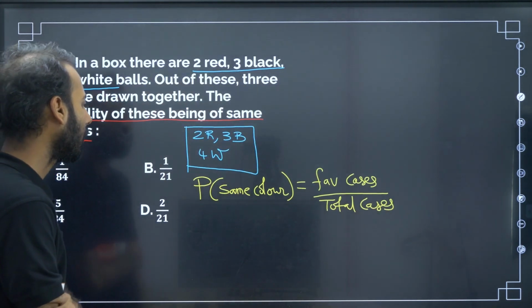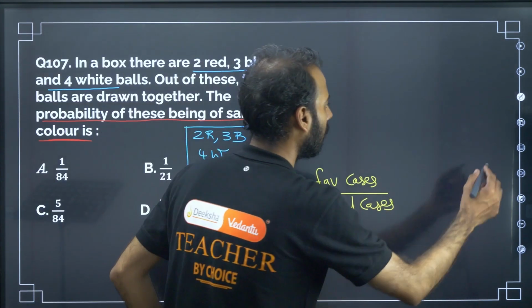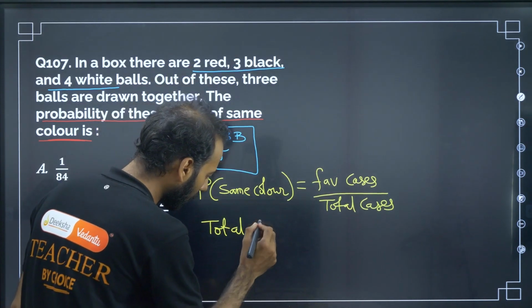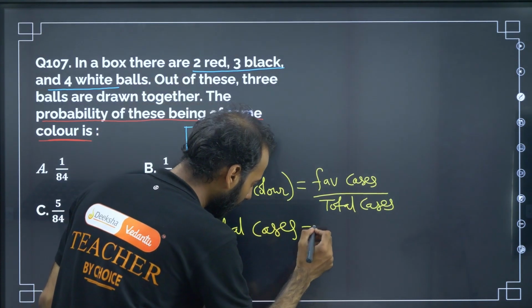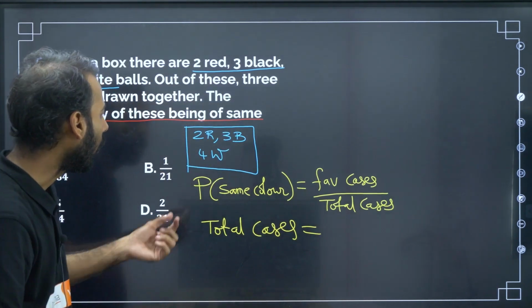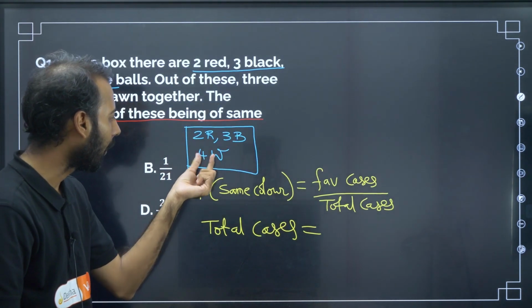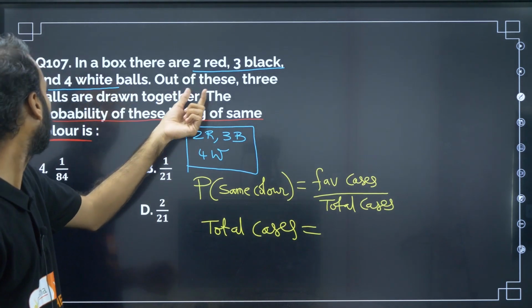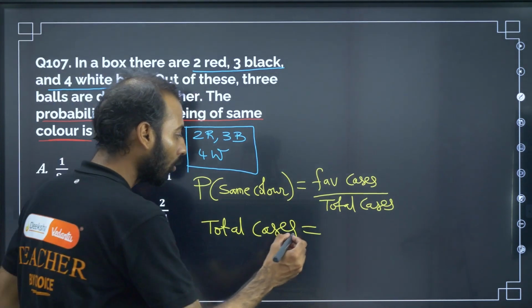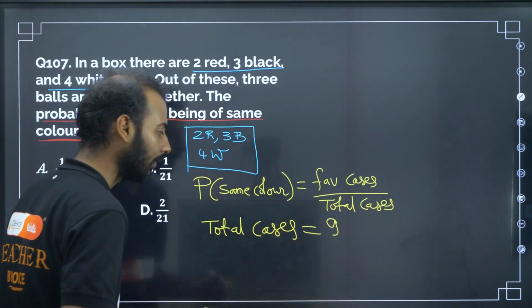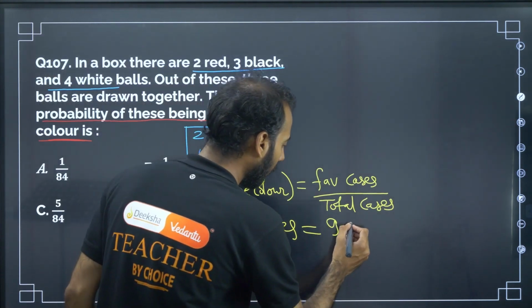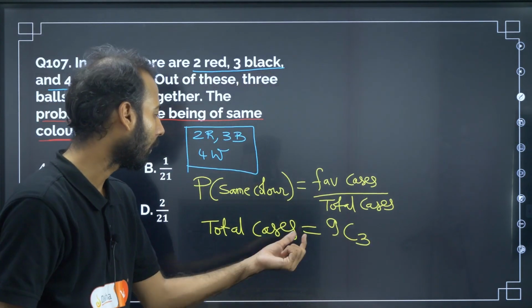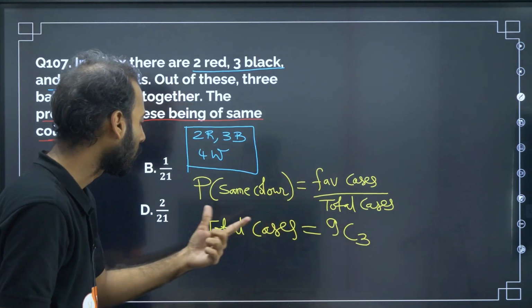Same color. First let me talk about total cases. For total cases, how many balls are there? 2, 3, 5, 5, 4. Total 9 balls are there. They are drawing 3 balls out of 9. That means they are choosing 3 balls out of 9, so 9C3. This is total cases.